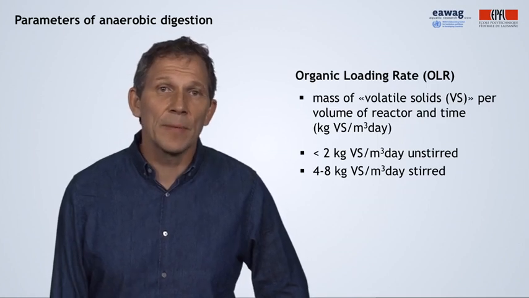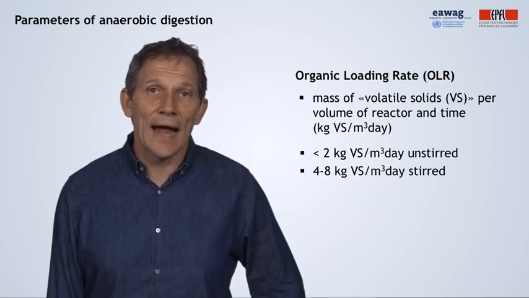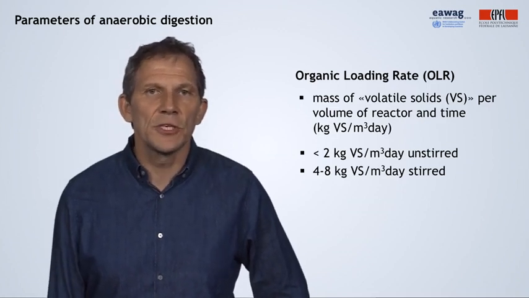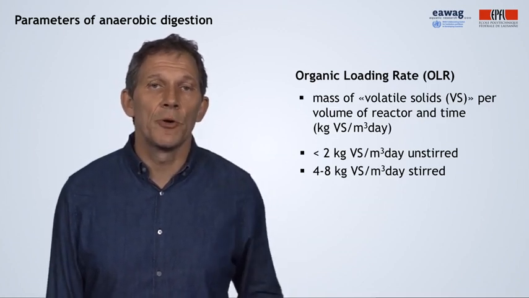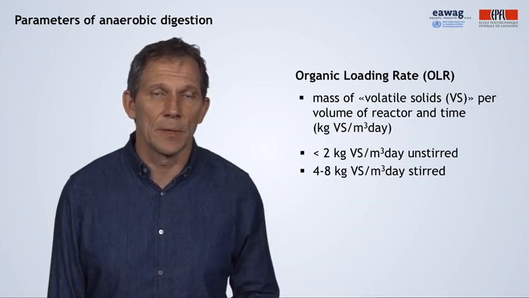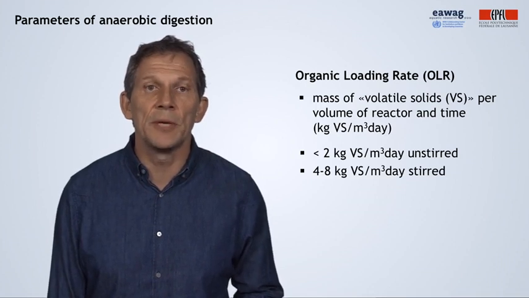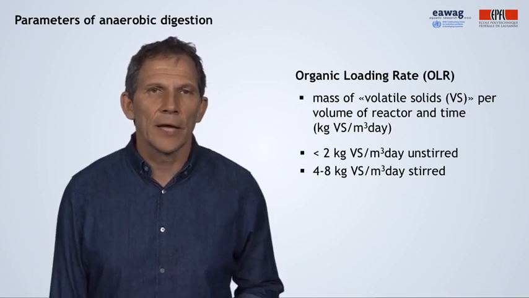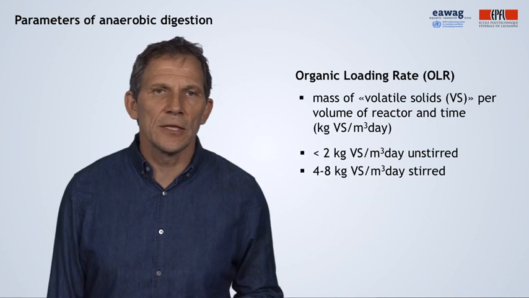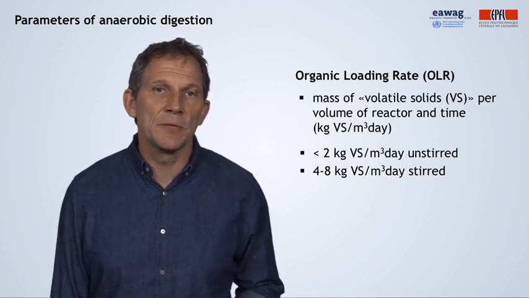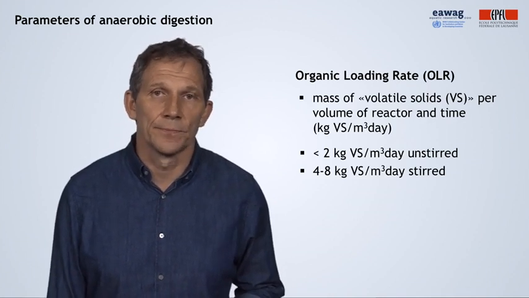An important parameter in AD is the organic loading rate, OLR. This parameter quantifies the substrate quantity per reactor volume and time. The unit is kilograms volatile solids per cubic meter and day. A good daily loading rate for unstirred reactors is 2 or below. With a stirred reactor, this can be higher. You can increase this up to a loading rate of 8.